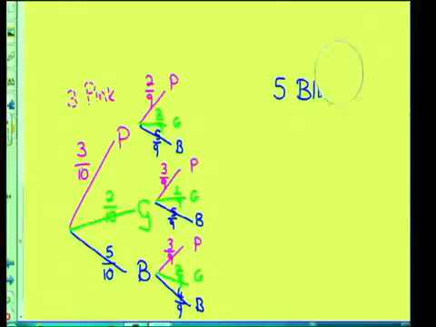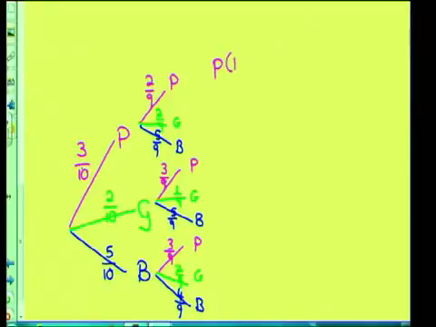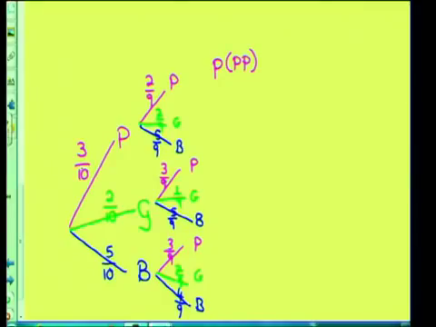Now, remember what I said to you. I said the probabilities must always add up to 1. Now, they've done that beautifully for us all the way through. So let's start by looking at the probability of a pink and a pink. Now, remember what I said to you when we are doing and, we're going along the arms of the tree and we're multiplying. So we're saying 3 tenths times 2 ninths.